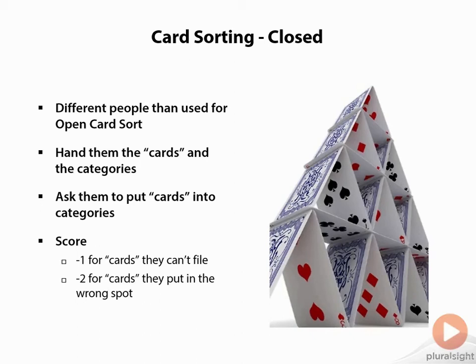And the way you score this is minus 1 for cards they can't file and minus 2 for cards they put in the wrong spot, or at least a different spot than the first group. Those are telling you where your taxonomy is weak. And so you can look for these areas and see if there's ways to improve that or different approaches you can try. All right, I know that was a lot and we blew through the last little bit, but that is how you can do organization.